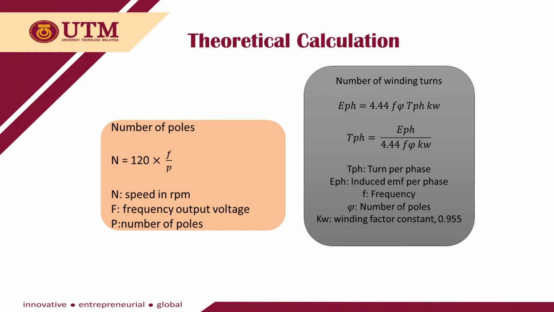Moving on to the number of turns. To calculate number of turns, EPH equals 4.44 F phi Tph Kw. Tph is turns per phase, EPH is induced EMF per phase, F is frequency, phi is flux per pole, lastly Kw is winding factor constant, that is 0.955. The number of winding turns obtained here is 33 turns.